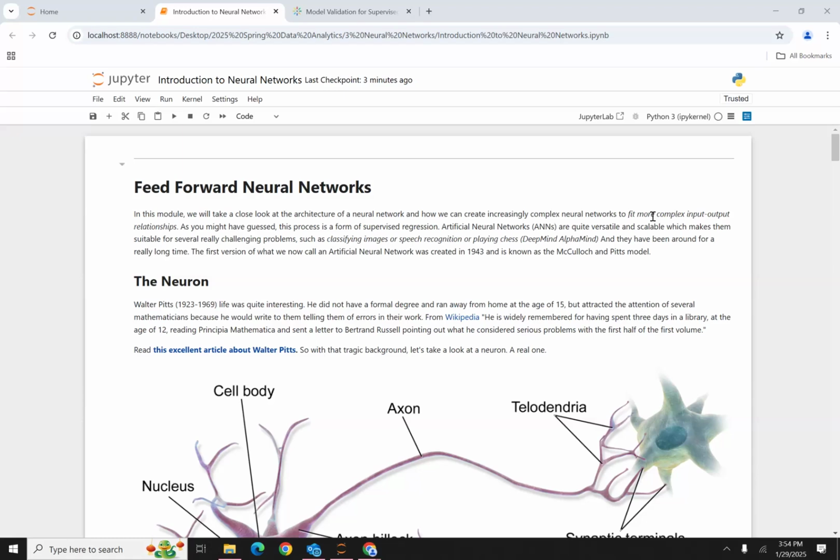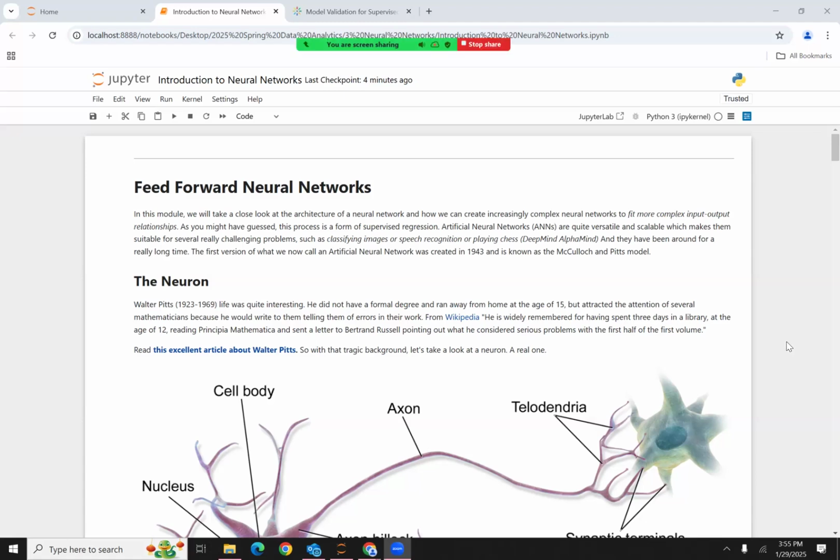And so while they might seem like a modern marvel, the basic concepts date back to 1943 with the McCulloch and Pitts model. And I have an interesting snippet about Walter Pitts in this Jupyter notebook. Turns out that he was one of the brightest minds of his generation and did not get a formal degree, but was involved with several mathematicians at that time. In fact, the movie Good Will Hunting is based off of his life.